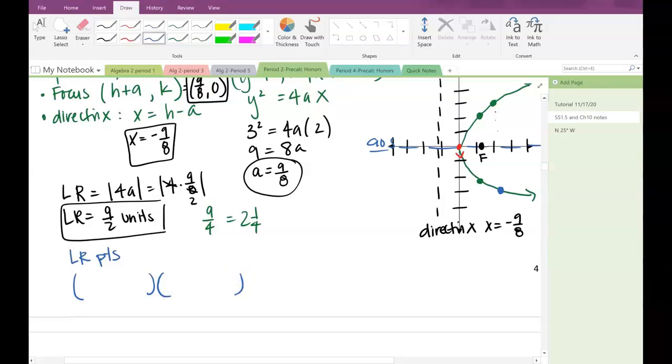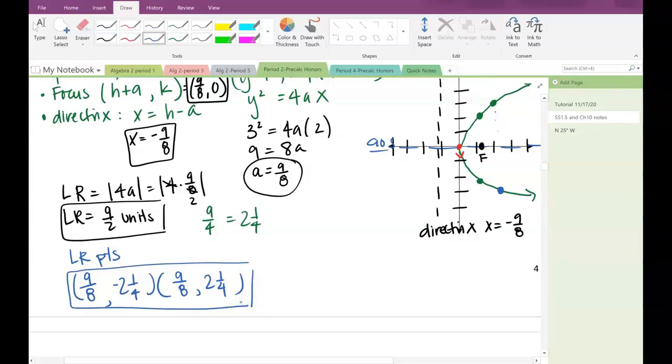The x will be the same as the focus x, so both of them will have 9/8. Now all we have to do is add 2 1/4 to the y coordinate of the focus and subtract 2 1/4 from the y coordinate of the vertex. Well, I'm sorry, from the focus. Okay, add and subtract 2 1/4 from the focus. So while the focus y coordinate is 0, right, what that's going to happen is -2 1/4 and +2 1/4. So those are our 2 points for the latus rectum.